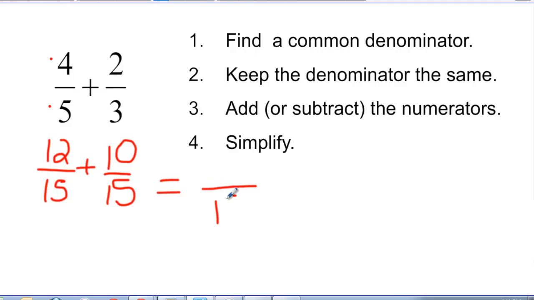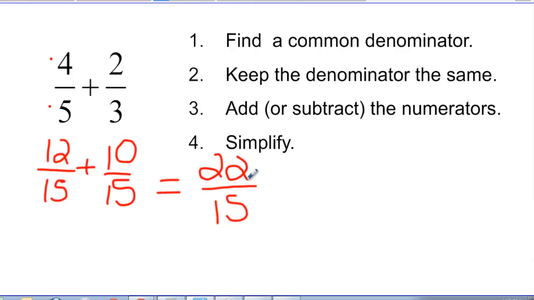Keep the denominator the same. So when I look at my answer, it's going to have 15 in the denominator. I'm keeping those same size pieces. I'm going to add the numerators. 12 plus 10 is 22. And then I'm going to simplify.